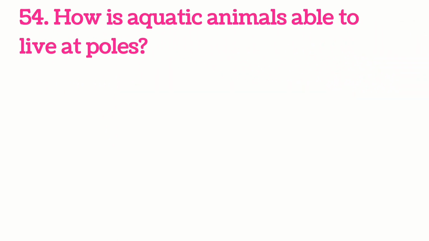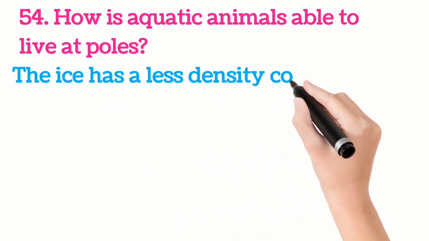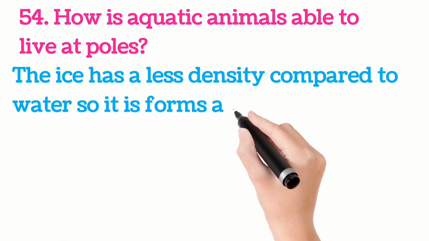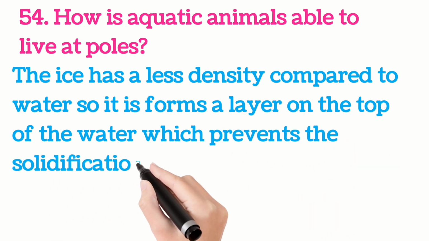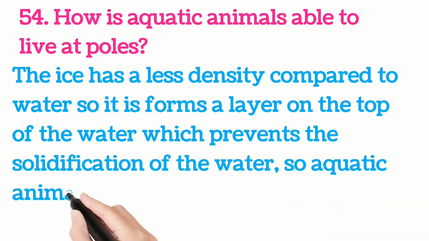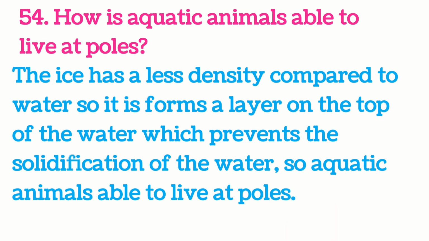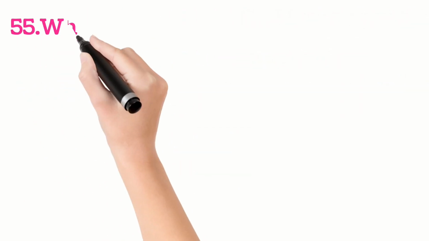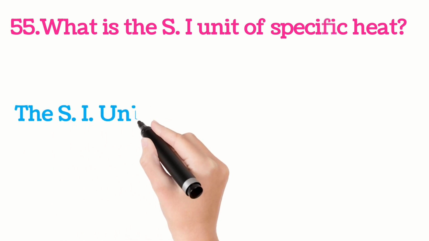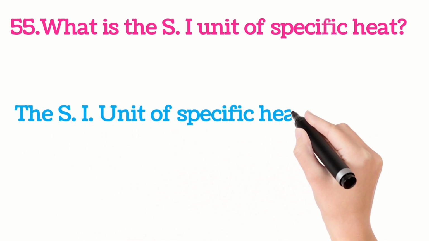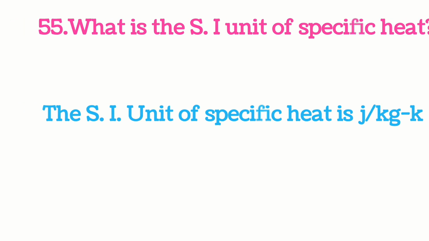How are aquatic animals able to live at poles? The ice has a less density compared to the water, so it forms a layer on the top of the water, which prevents the solidification of the water. So aquatic animals are able to live at poles. What is the SI unit of specific heat? The SI unit of specific heat is joule by kg Kelvin.